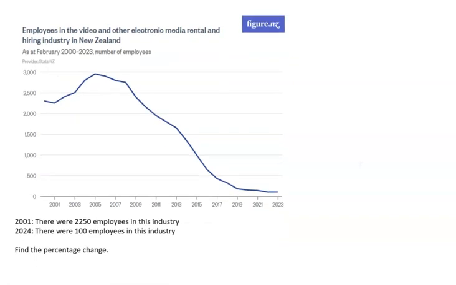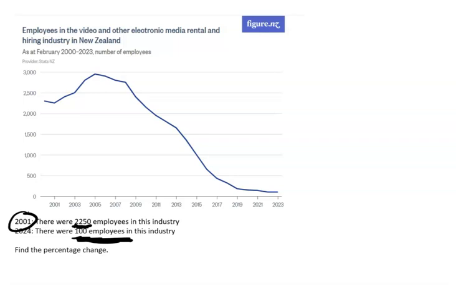So this is the number of people working for video rental companies in New Zealand. And this is actually in some ways quite a sad story, especially if you owned one of these video stores like RO Street Video. Back in 2001, there were over 2,000 people working in this industry, and now there are only 100, right? So sad for the people who own those shops. I guess we're all pretty happy with our streaming services, right? So that's why there aren't many people working for video rental stores anymore, right?